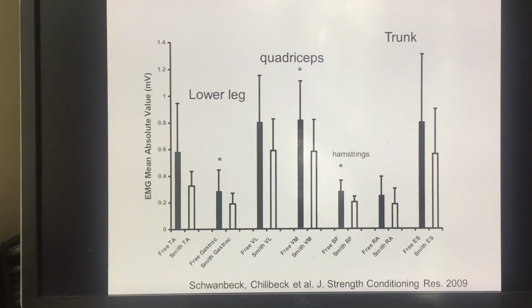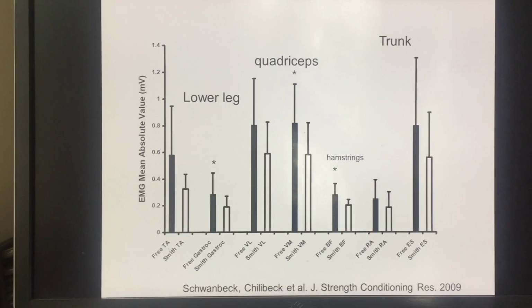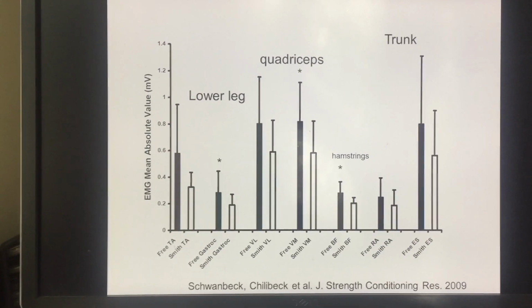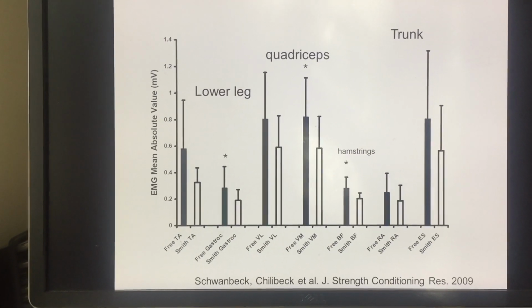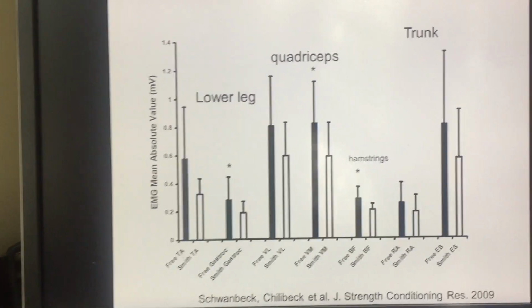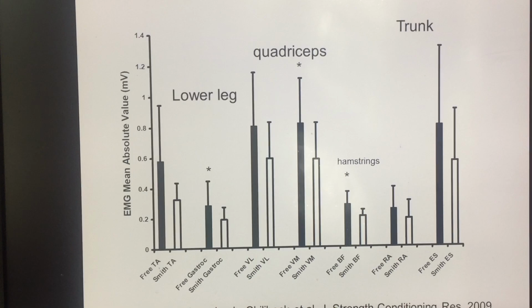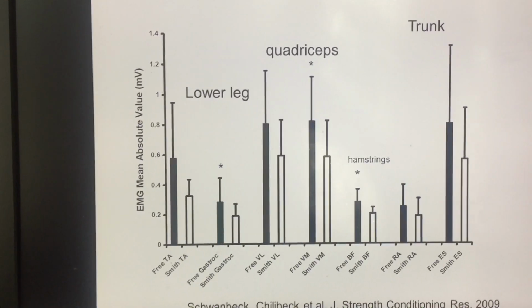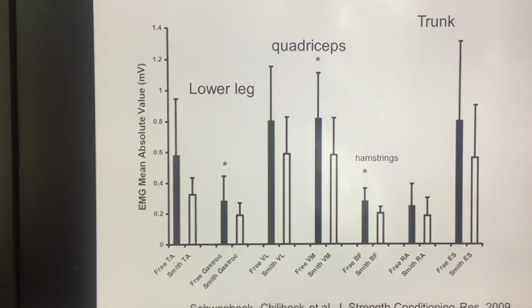You can see at the bottom, it's Shane Schwarmbeck, who works as a lab technician now for us. This was done when he was an undergrad student, and this was part of his honors research project. You can see it's published in the Journal of Strength and Conditioning Research. What we have here is on the y-axis, you can see the EMG mean absolute value. So that's the amount that the muscles were activated for each of these activities.